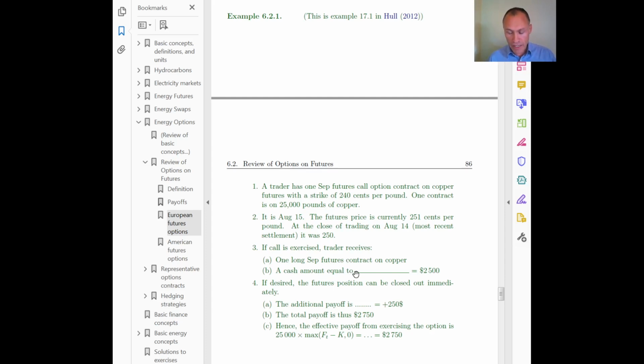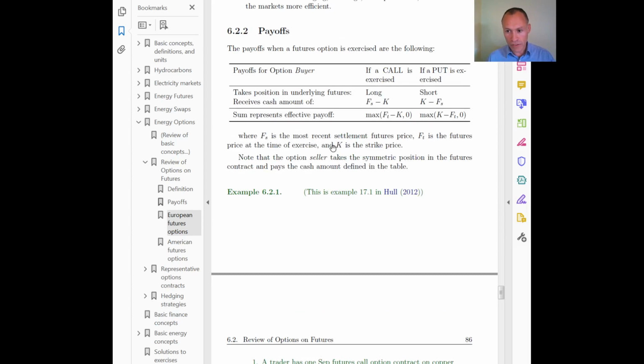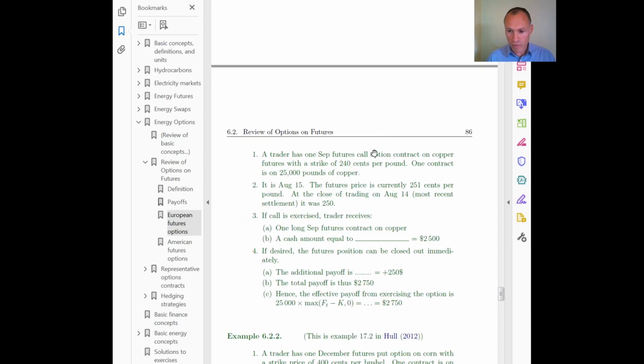At the same time, that person also pays me a cash amount equal to this definition that you have here: the previous settlement price minus the strike. The settlement price yesterday was 250, and the strike is 240. That gives me a difference of 10 cents times the size of the contract, which is 25,000 pounds, which gives me $250. Okay, sorry.